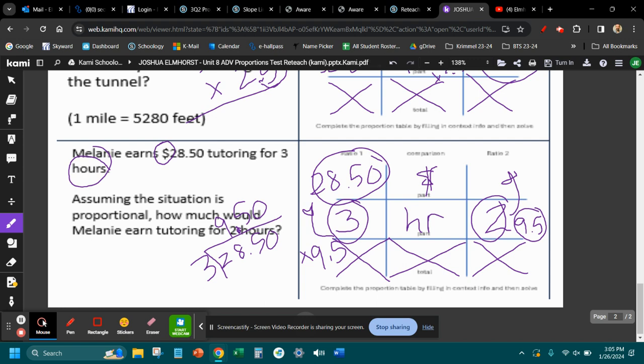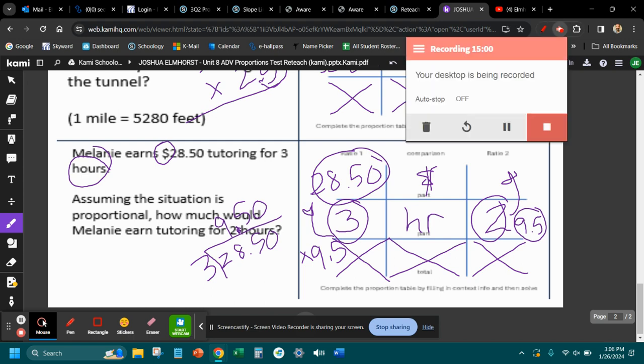Make sure your name is on the top and you complete the other parts that we did not finish together, and then turn in the reteach.